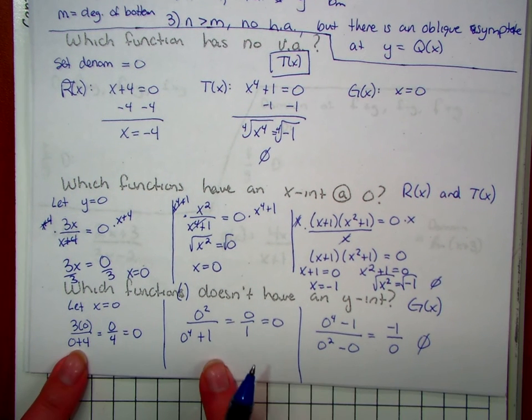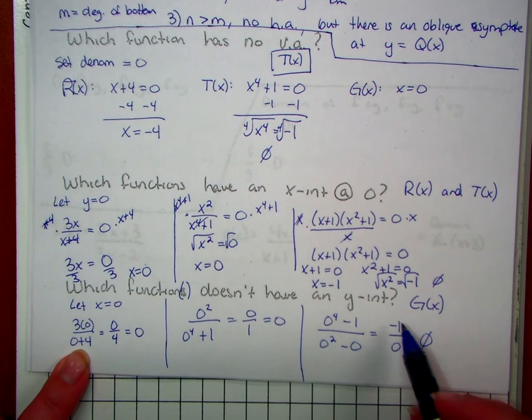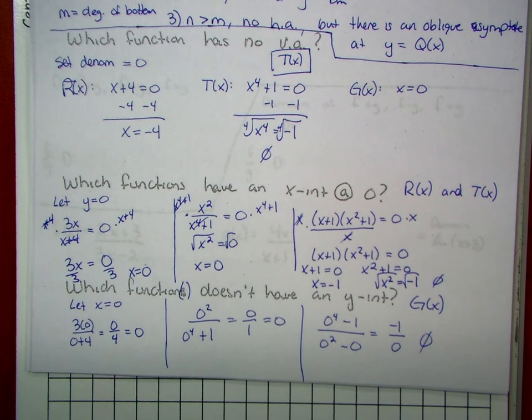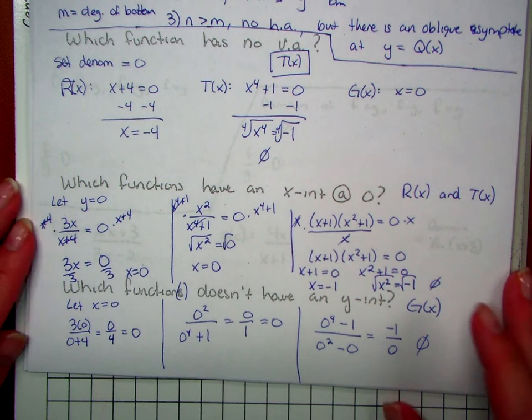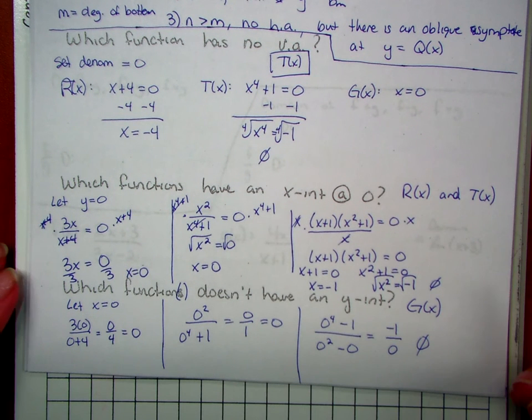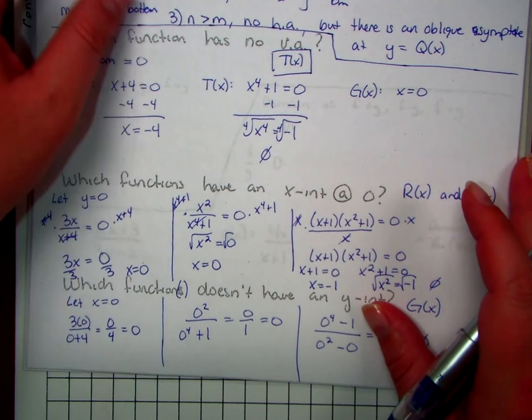All right, the first two did. R and t had y-intercepts, g didn't. Right, so make sure you're reviewing all those rational function topics. Okay, vertical asymptotes, horizontal asymptotes, x-intercepts, and y-intercepts. Right.